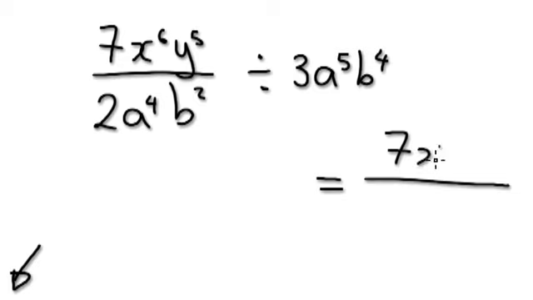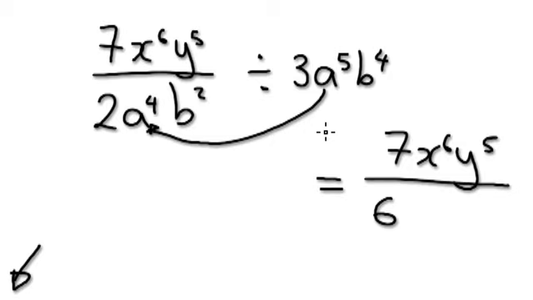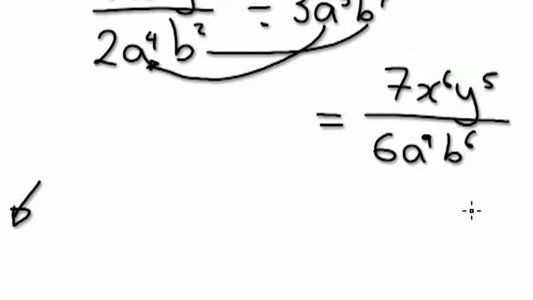So, well, the top stays the same, and it gets multiplied to the bottom. So here 3 times 2 is 6. The a's will merge together, so that would be a to the power of 9, and the b's will merge together, so that will be b to the power of 6. Okay, so it's the same thing really.